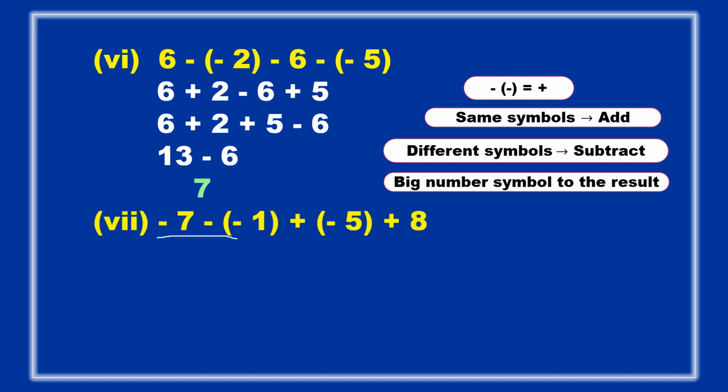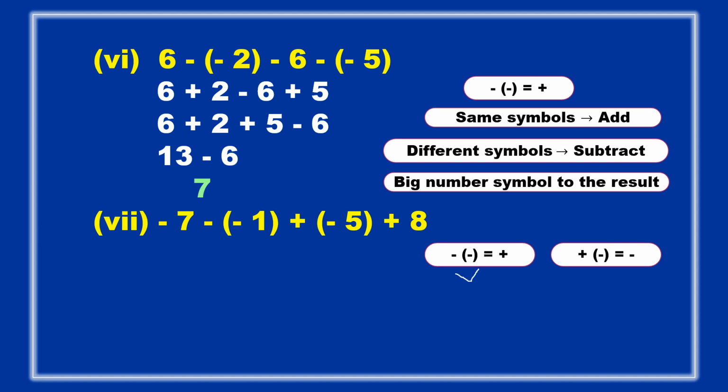Minus 7, minus of minus 1, plus of minus 5, and plus 8. Okay. So here the first thing is we should remove the brackets. Here minus into minus is there and plus into minus is there. So let me take the 2 rules. Minus into minus is plus. We know that because same symbols multiplication is plus and different symbols multiplication is minus. Okay. Let me remove the brackets and put these answers. Minus 7. Minus into minus is plus 1. Plus into minus is minus 5 plus 8. Okay. Our removal of bracket step is finished.